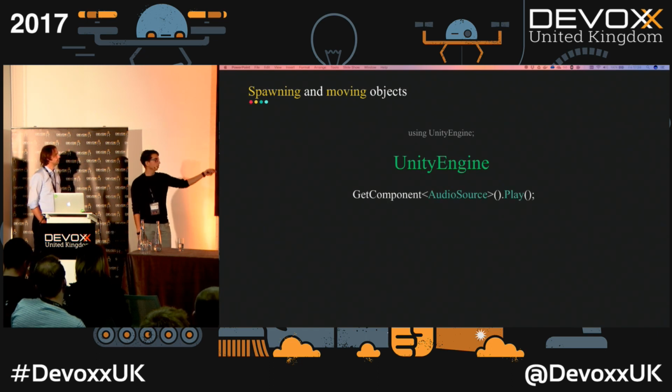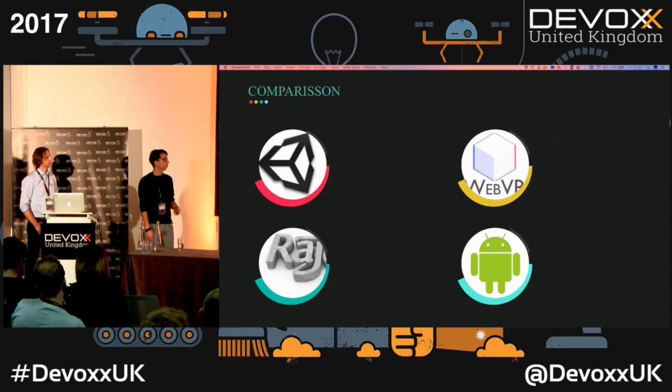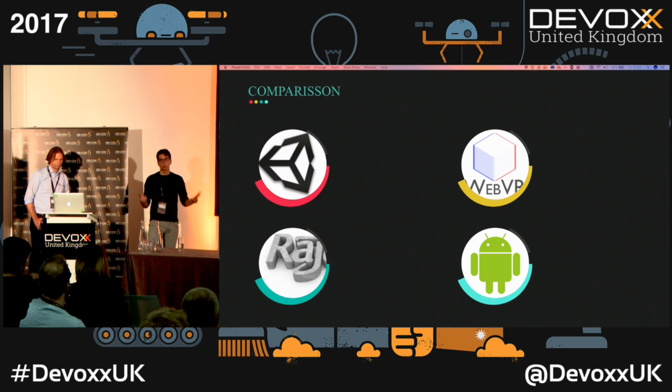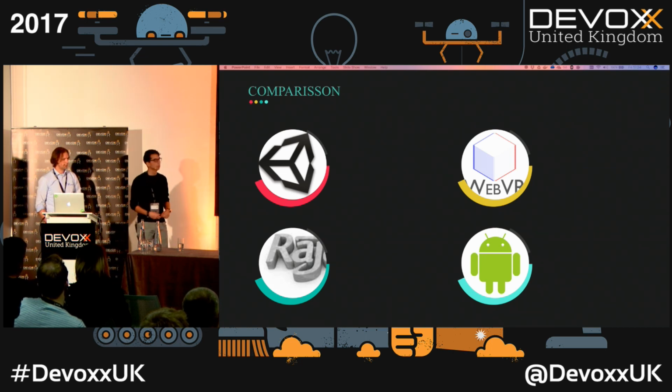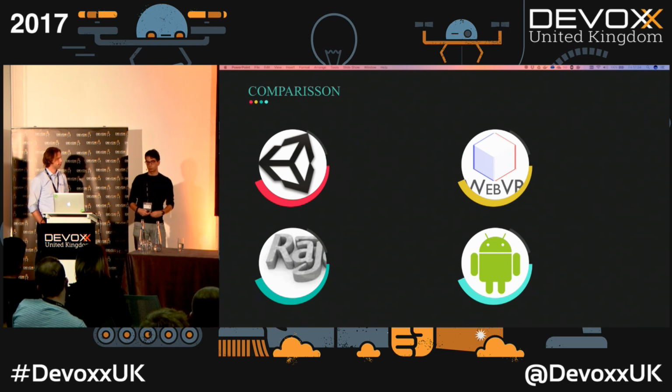And if you want to do audio, this is pretty much everything you need to do. You get the audio source of a certain component, and you play it, and that's pretty much it. So you need a lot of clicking around, actually, and adding components to objects. And on the code side, it's very light. You're also going to see that in the comparison, because we had to compare stuff. We do it only on certain areas. So it's as technical as possible.